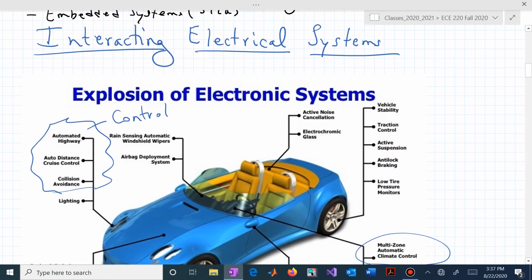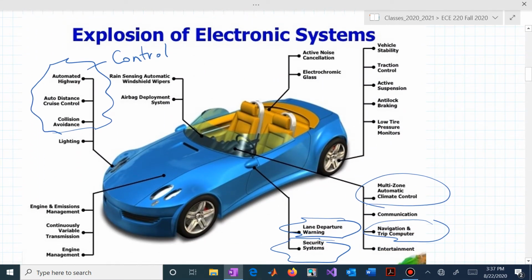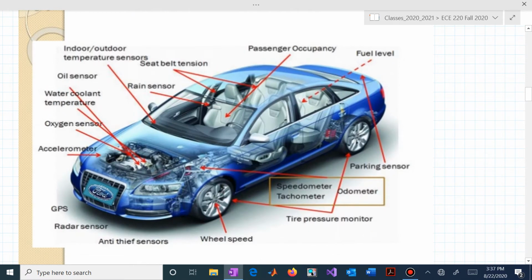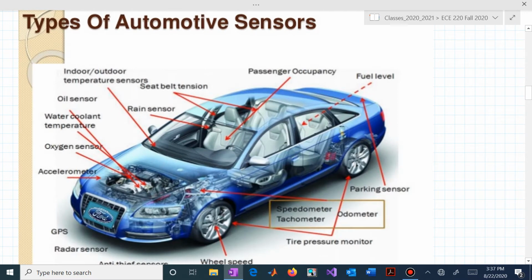subdisciplines that have to be able to work well together, that are interacting together, and you need to have as a foundation to be able to communicate and work with people in those areas a foundation of electric circuits. Here's just another graphic that tries to pinpoint the sensors that are distributed everywhere in your vehicle.